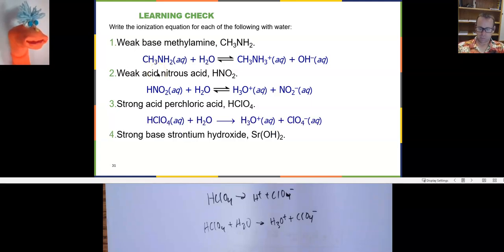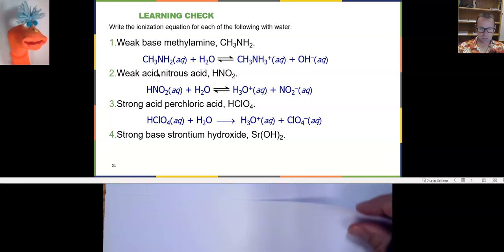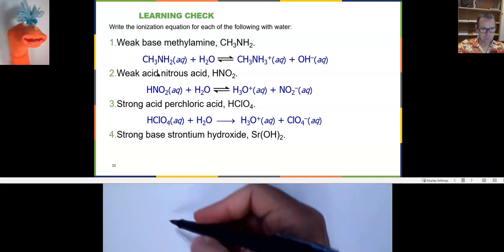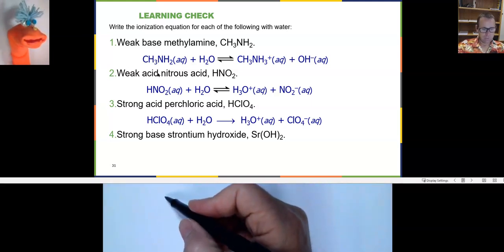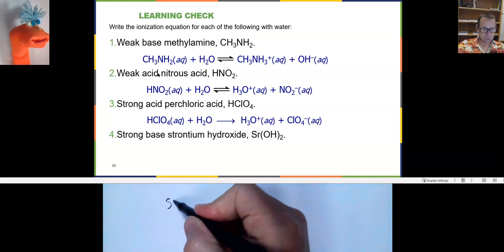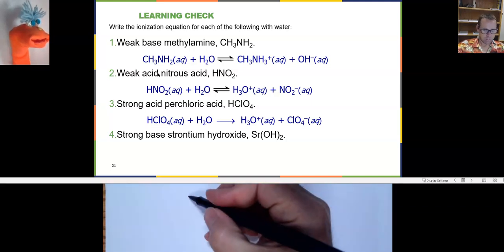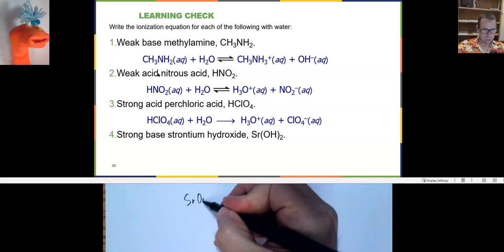How about this one? Strontium hydroxide. What are the products here for strontium hydroxide? It's a strong base. I can't remember. How do you do this one? Well, if it's a strong base, whoops, start over here. Strontium hydroxide, Sr(OH)2.